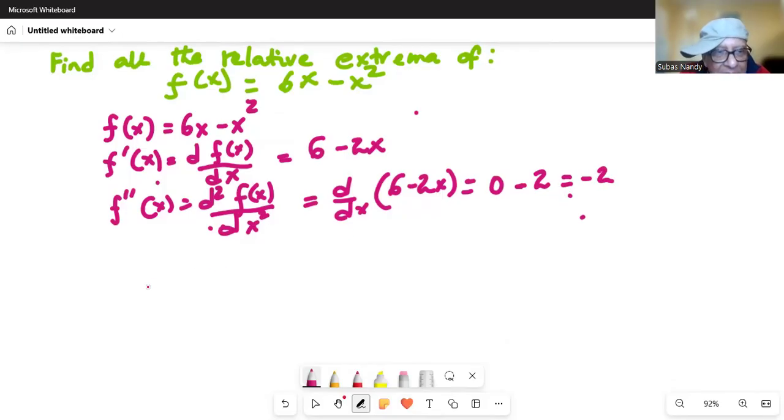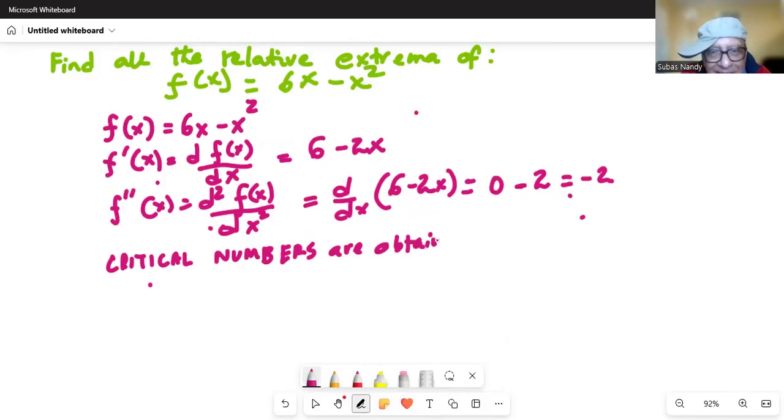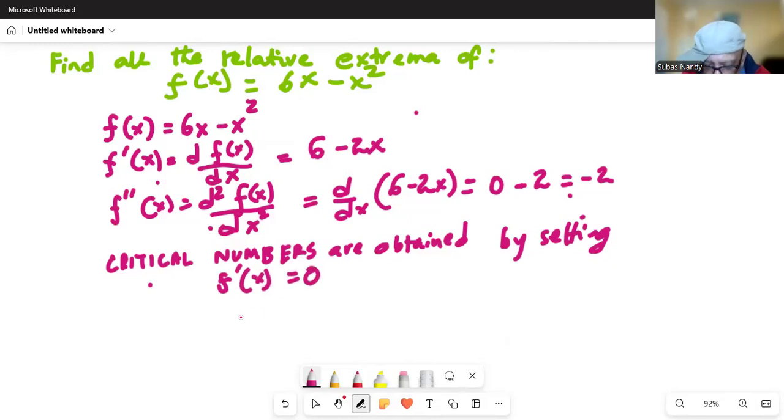So how will we find the critical numbers? Critical numbers are obtained by setting the first derivative equal to 0. In our case, we already derived the first derivative is 6 minus 2x, and that is equal to 0.